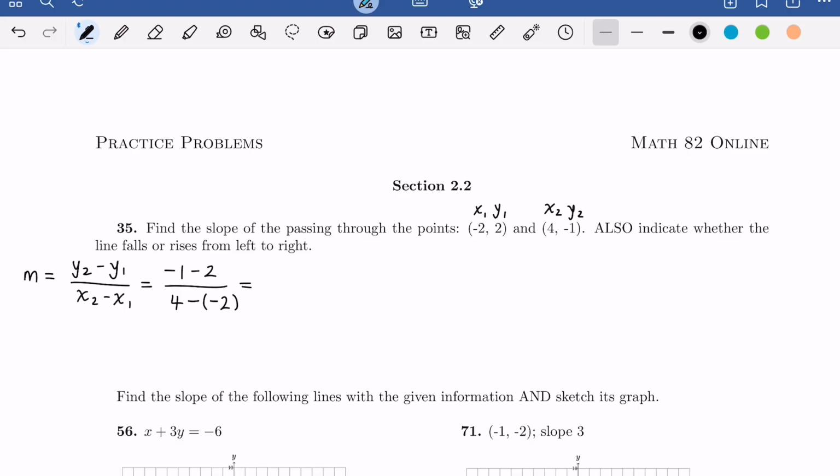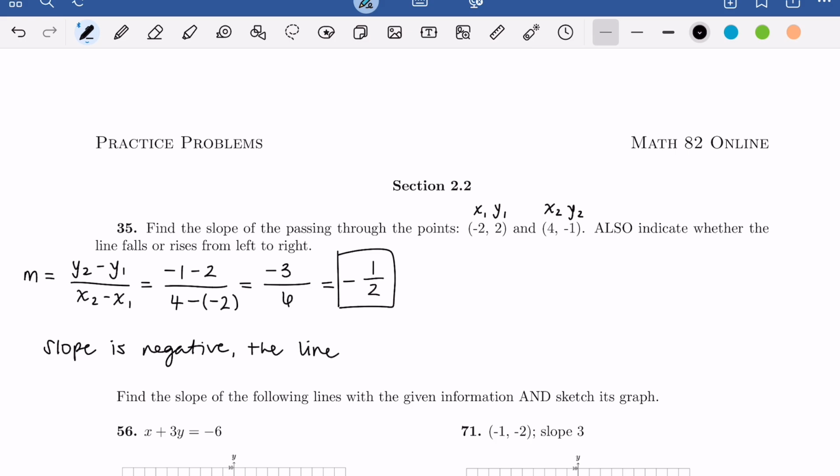All right, so in the numerator here, -1 minus 2 gives us a -3. And in our denominator, we're going to have 4 minus a -2, so that'll give us a +6. And this is -1/2. So this is our slope here. Now, in this case, the slope is negative. So this tells us that the line is going to fall from left to right.